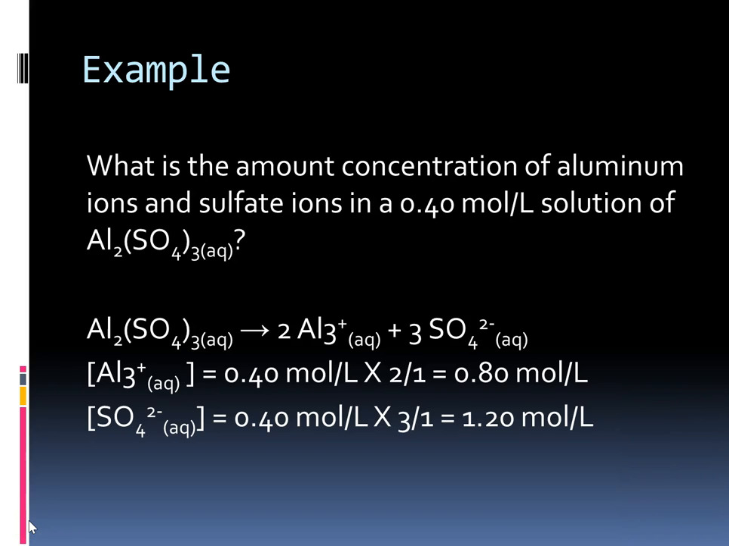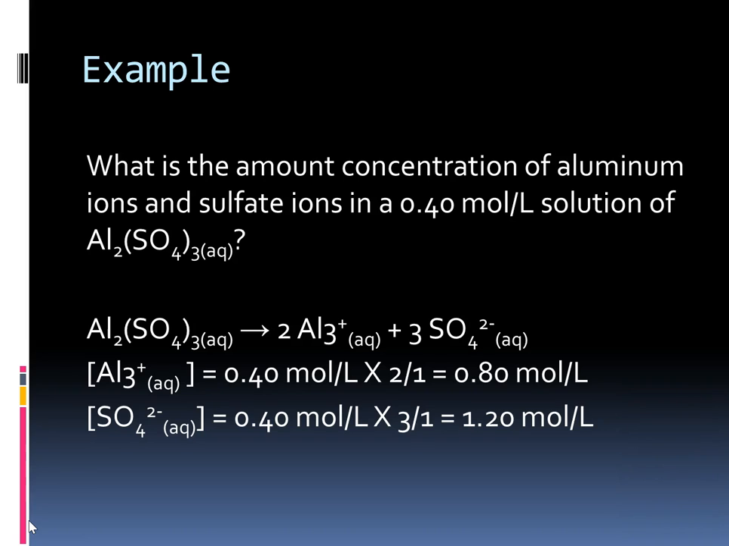When calculating the concentration of aluminum and sulfate ions in aluminum sulfate, the first step is to write a balanced chemical equation. From this, you will see that there are 2 aluminum ions for every aluminum sulfate added to the solution. This means that the concentration of aluminum should be twice as much.